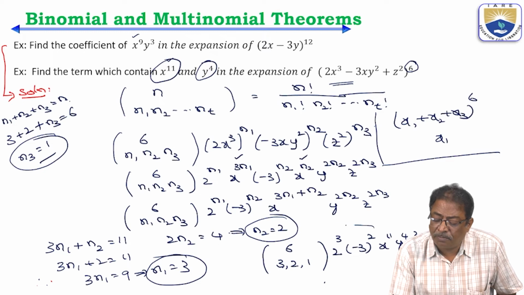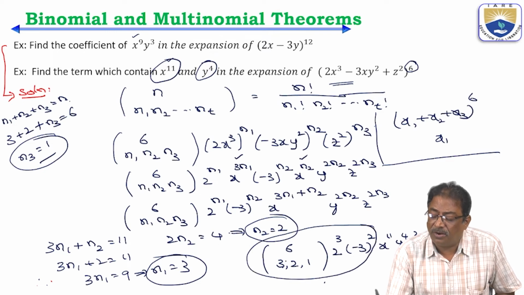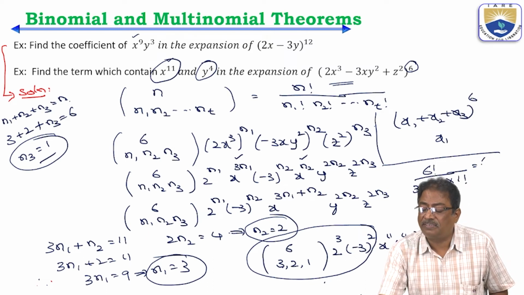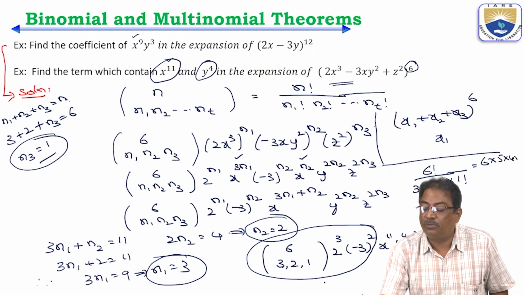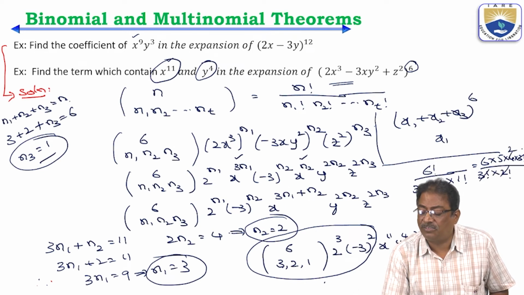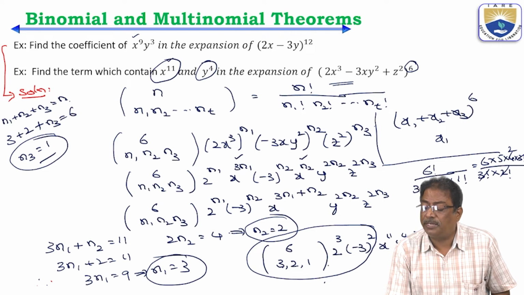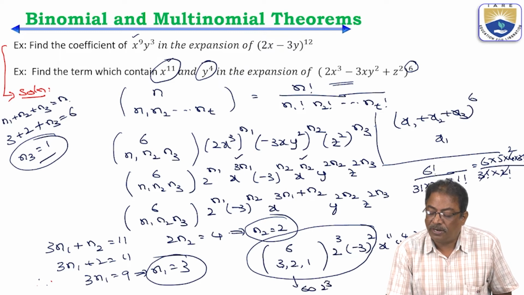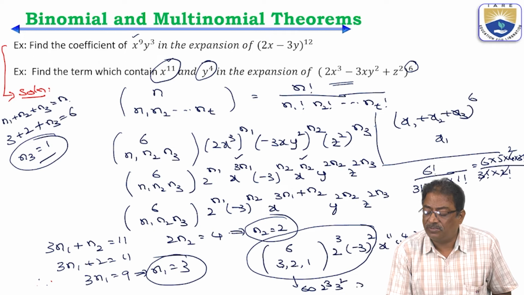So then I am going to evaluate this. This is nothing but 6 factorial by 3 factorial into 2 factorial into 1 factorial. So this is 6 into 5 into 4 into 3 factorial by 3 factorial into 2 factorial. Subsequently these two get cancelled and then this is 2. So finally we are going to get 60, into 2 cube, and of course 3 square, and x power 11, y power 4 and z square.